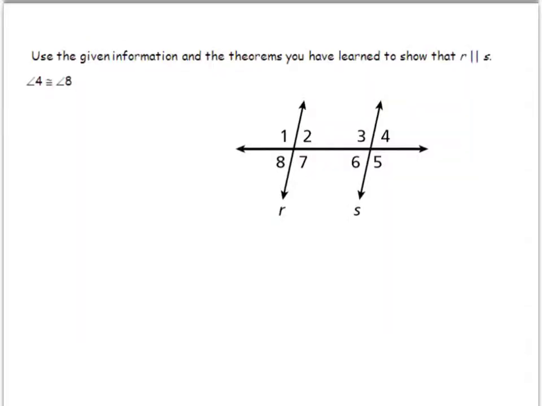All right, so using what we just learned, I would like for you to use all of the information that you've got, all of the theorems and the converse postulates, to show that R is parallel to S, knowing that angle 4 is congruent to angle 8. So go ahead and try this out, and then come back, and we'll see if we end up with the same answer.